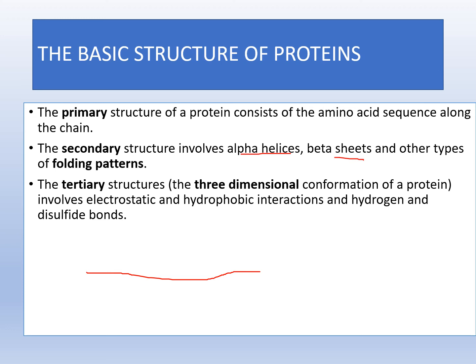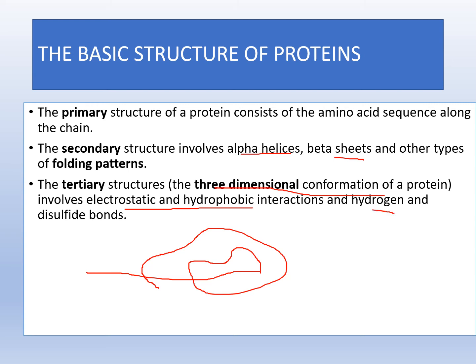So from primary structure with only amino acid sequence, there will be what we call the start of folding. That's secondary structure. Next, for the tertiary structure, there's what we call three-dimensional conformation of proteins. So there is already the height, width, and length of your protein shape or protein structure, which involves your electrostatic and hydrophobic interactions plus hydrogen and disulfide bonds.